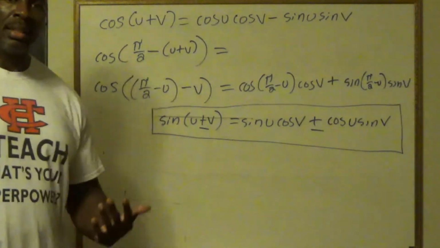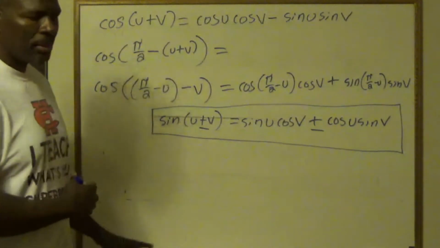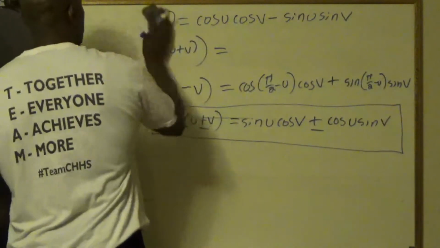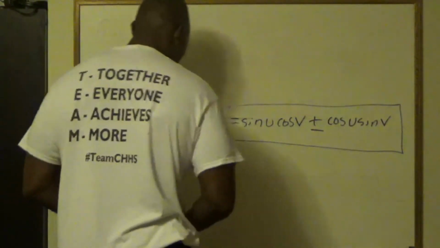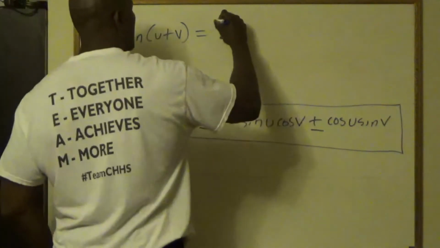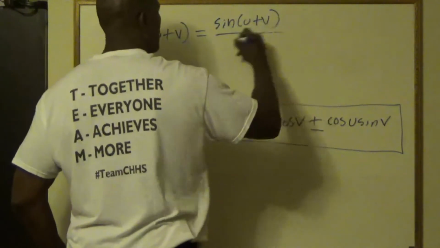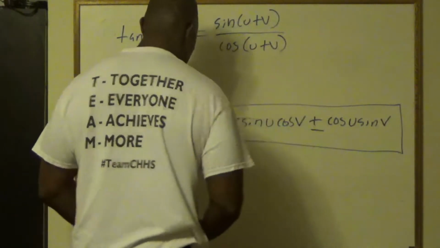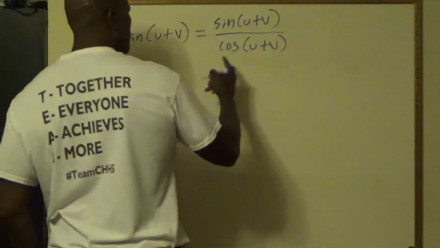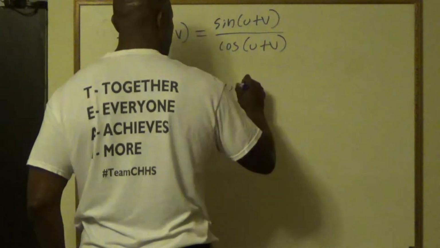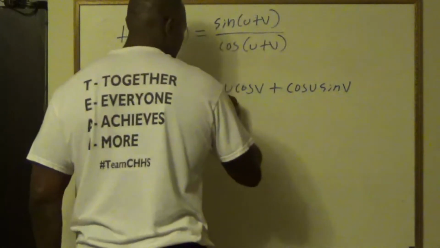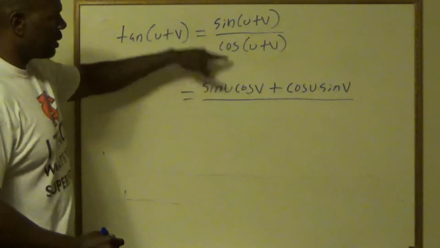So the last one to find is tangent, yes? The good news is tangent is simply sine over cosine. So since we know the identities for sine and cosine, we can easily find the identity for tangent. So let's look at tangent, shall we? I want to find the tangent of u plus v, which I know equals the sine of u plus v divided by the cosine of u plus v. So the numerator would be sine u cosine v plus cosine u sine v. That's just the sum identity for sine being expanded here.